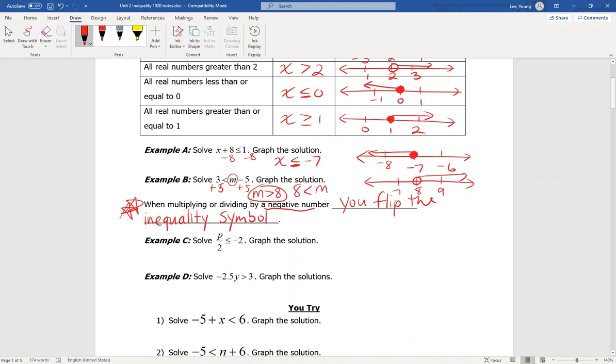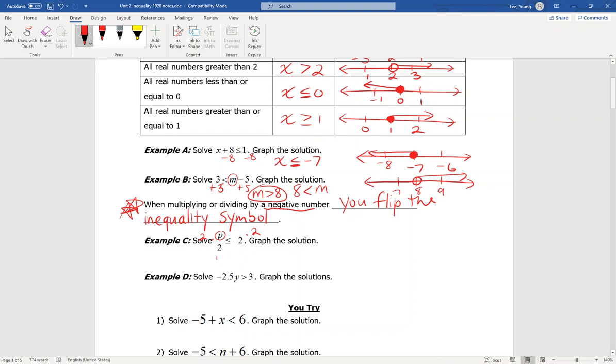Okay? Now, remember, solving equations and inequalities are exactly the same except for when we are multiplying by or dividing by a negative number. Look, so p over 2 is less than or equal to negative 2. If I want to solve for p, I need to get rid of 2 by multiplying by 2. Look, when I'm multiplying by 2, am I multiplying by a negative number? No, I'm multiplying by a positive number.